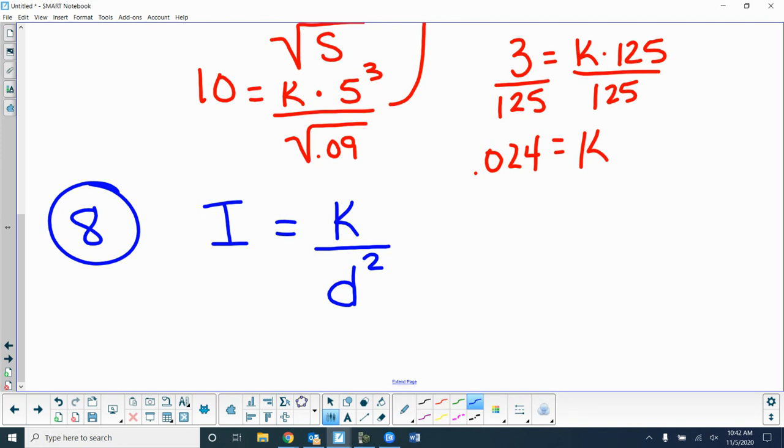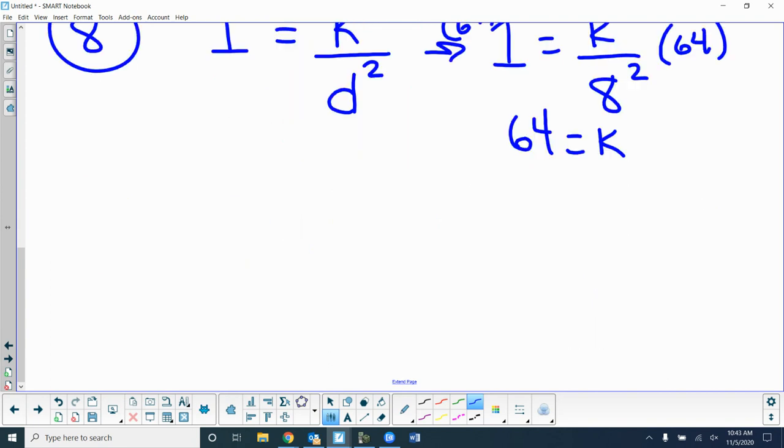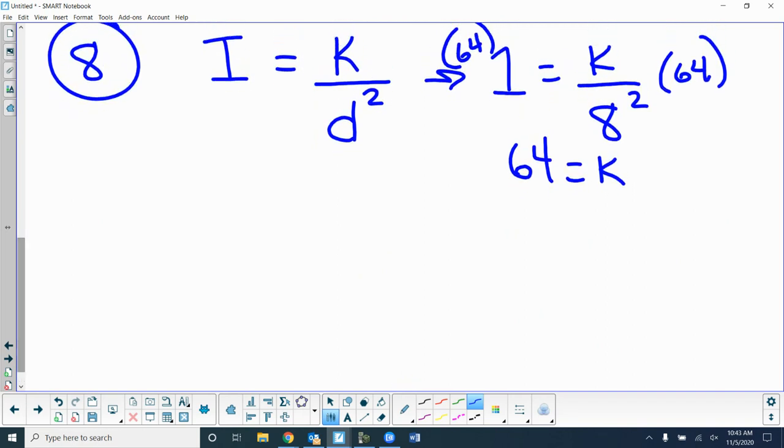All right, so it says the intensity was 1 when the distance was 8. So 1 when the distance was 8. Remember, it's 8 squared, which is 64. So how do I move that 64? Multiply, right? And 64 times 1, you guys don't need a calculator for that, do you? All right. So that's K.